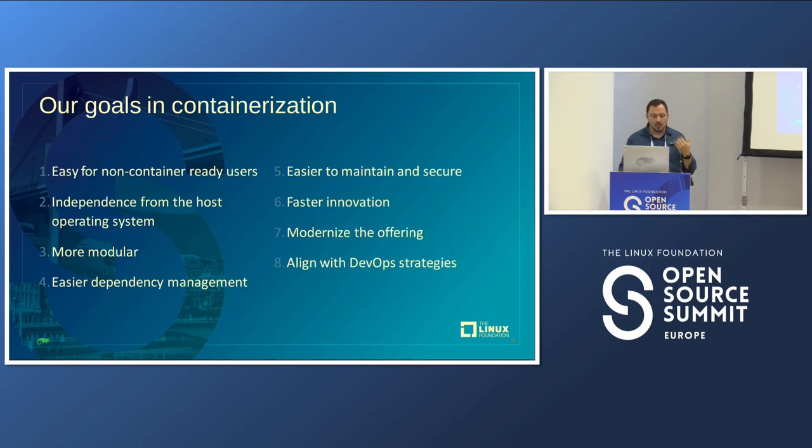So our goals: make it easy for users that are not used to containers. Most of our customers, most of our users, SSH into the system and start doing things. So we have to make it easy for them, okay? We have to be independent from the host operating system. Right now, Uyuni only runs on openSUSE, or SLES, of course, you know? But we want customers who are running Debian, I mean, if you're running Debian on your laptop, we want you to be able to run this, okay? If you're running, I don't know, Rocky Linux, we want you to be able to run this.